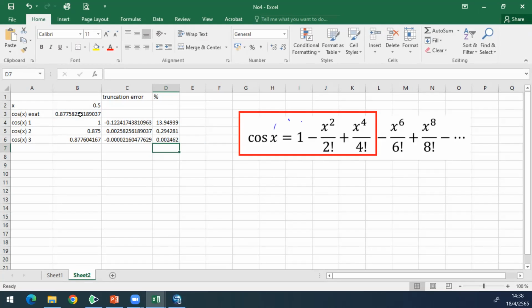Are you all right? Are you okay with that, for this case of the truncation error? This is what we call truncation error. This is a truncation error, and the finite difference also applies the truncation error, right?